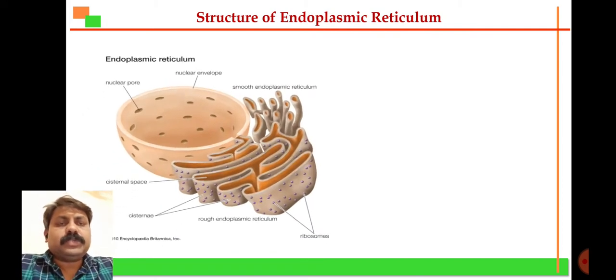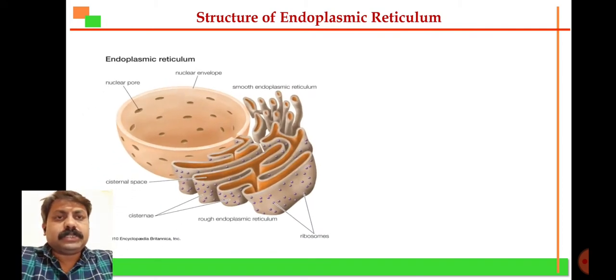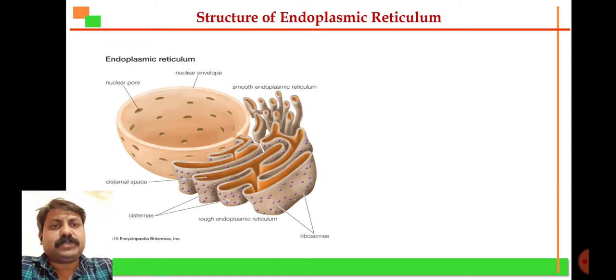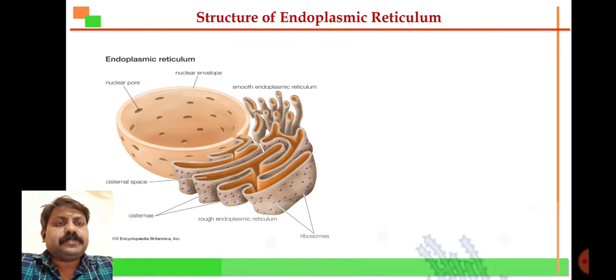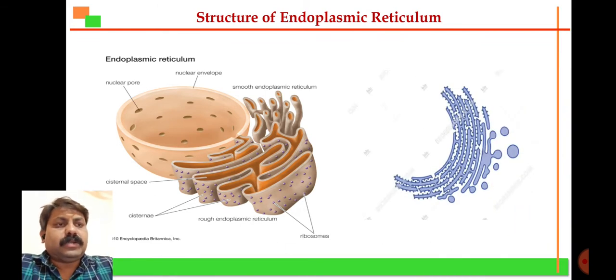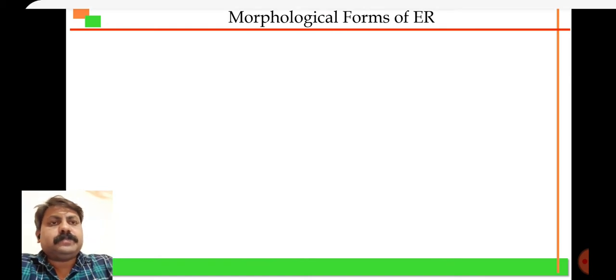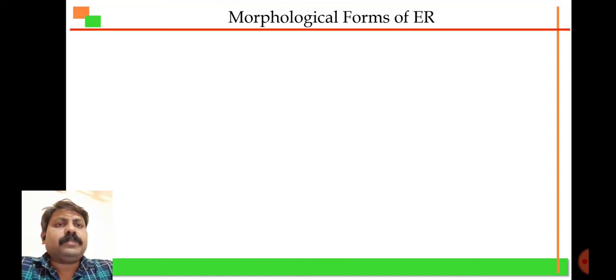Now this is how we can visualize it. On the inner side we can find the nuclear envelope, and on the outer side of the nuclear envelope is the inner connection of the endoplasmic reticulum, and on the outer side the endoplasmic reticulum is connected with the plasma membrane. So in between, the network is formed, and this network has connections throughout the cytoplasm. This is one more picture in which we can observe the endoplasmic reticulum.